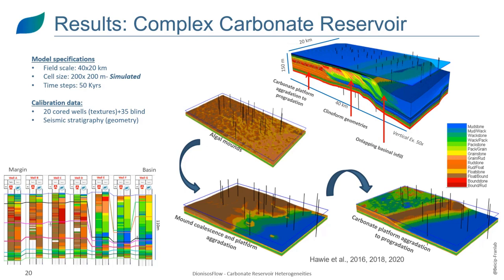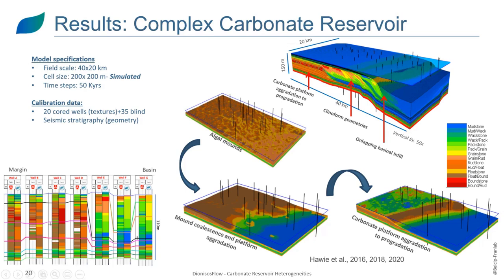Something which is also very interesting in such a model is to be able to capture, for example, the belt development of rudist floatstone units or boundstone units. As you can see in the right lower part of the figure, carbonate platform aggradation to progradation. And then you can see that you're also able to capture the lagoonal part, which is more muddy and more wackestone in the internal part. And finally, the big clinoform geometries that you see prograding towards the basin and the change in facies and the change in textures along these carbonate systems.